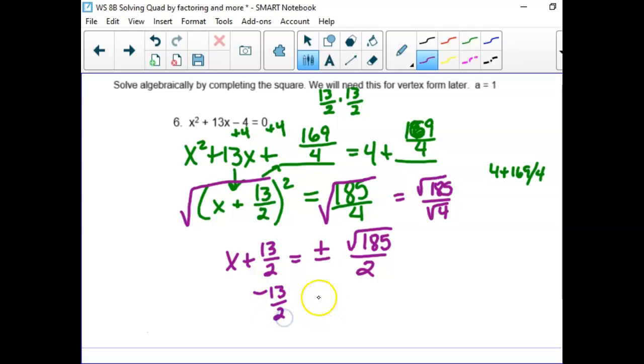Last step. Subtract the 13 halves over to the other side, and we can't combine it. So we end up with x equals negative 13 halves plus or minus the square root of 185 over 2. And we're just going to leave that disgusting answer. And because I'm really not that worried about completing the square yet, I do hereby solemnly swear I will not put on the quiz with an odd number. Okay? Deal?